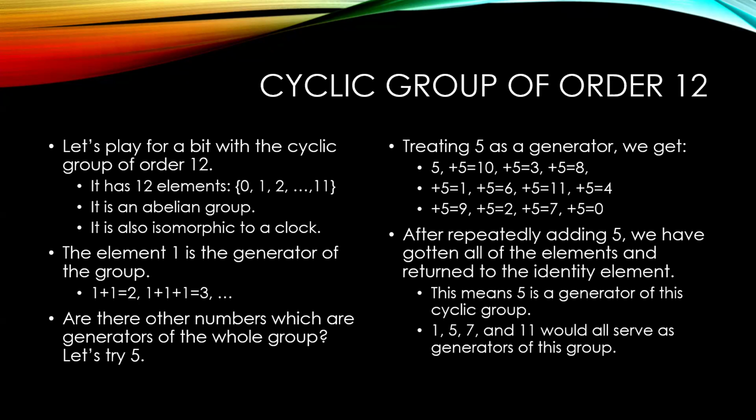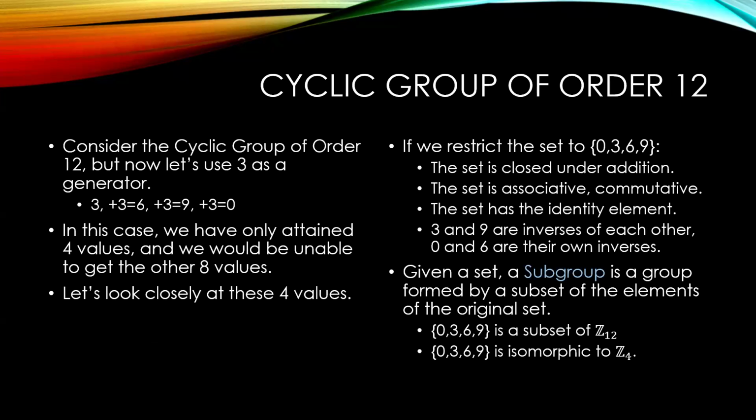The question becomes, what happens if we started with one of the other values? And that's where we get this idea of a subgroup. Consider the cyclic group of order 12, but now let's try to use 3 as a generator. If we start with 3, well, 3 plus 3 is 6, plus 3 is 9, plus 3 is 0. In this case, we have only attained 4 values, and we would be unable to get the other 8 values.